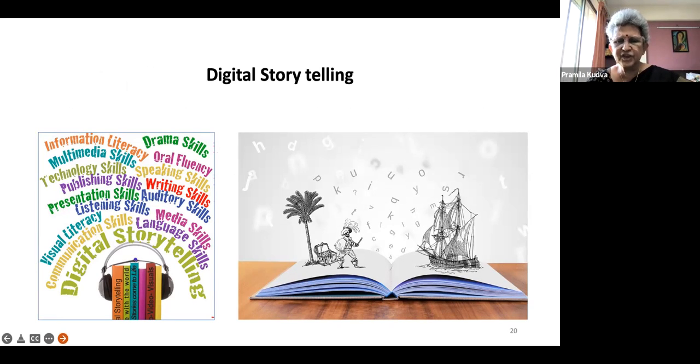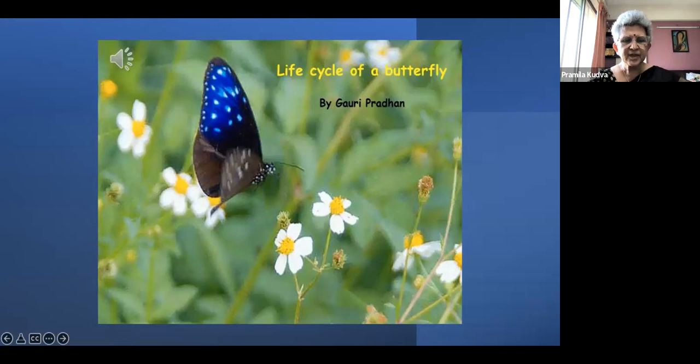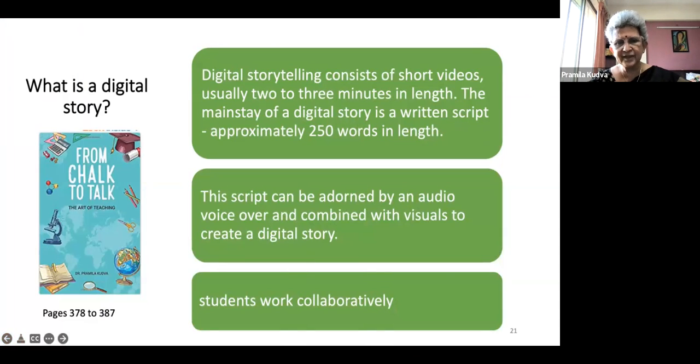Now let's go on to digital storytelling, because we need to appeal to the children to move from storytelling to digital storytelling, which they can make themselves, which you can also make. Now from page 378 to 387, my book covers this.